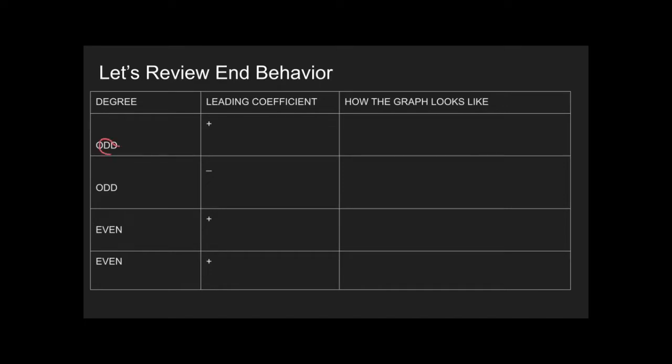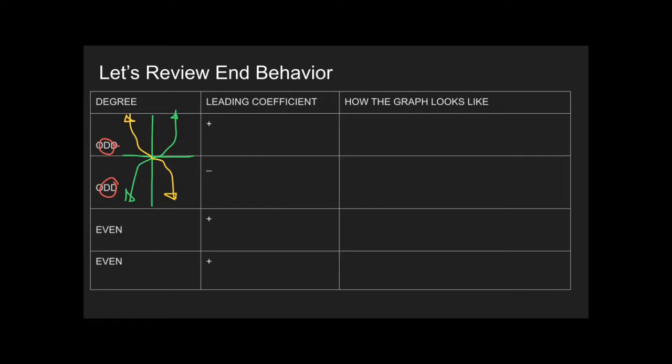So let's consider first odd degree polynomials. Based on our discussion last meeting, odd degree polynomials and their graphs are either going up like this or going down like this. So take note, your hint whether the leading coefficient is positive or negative is to read the graph from left to right. So again, let's read the graph from left to right.